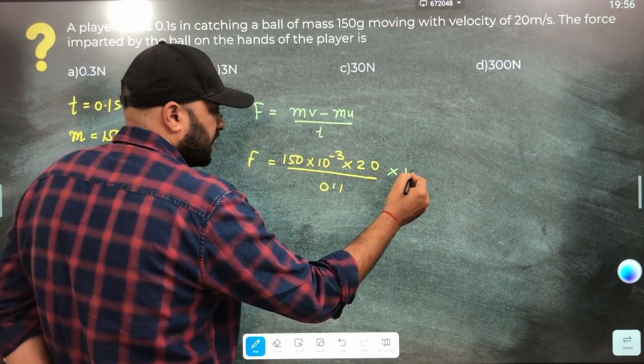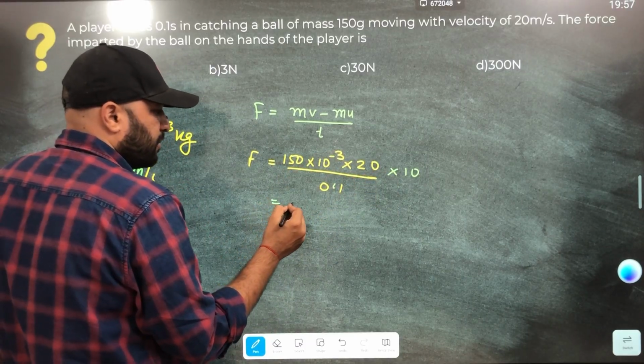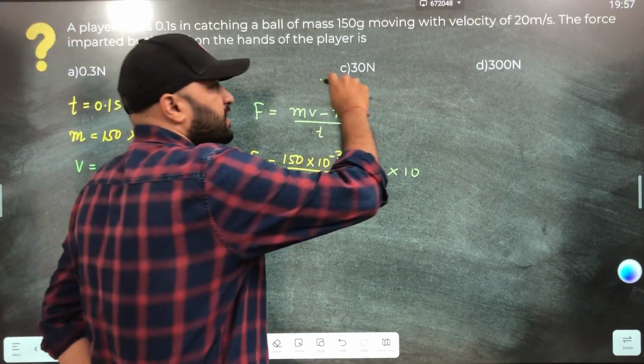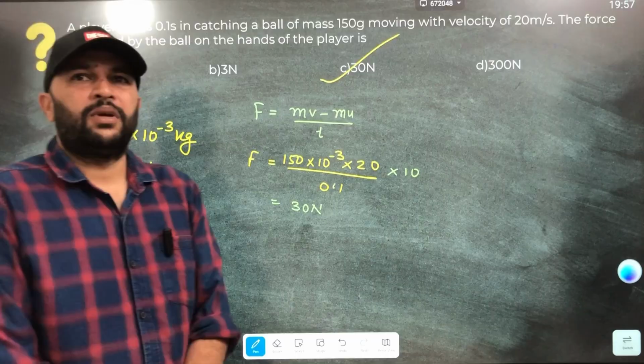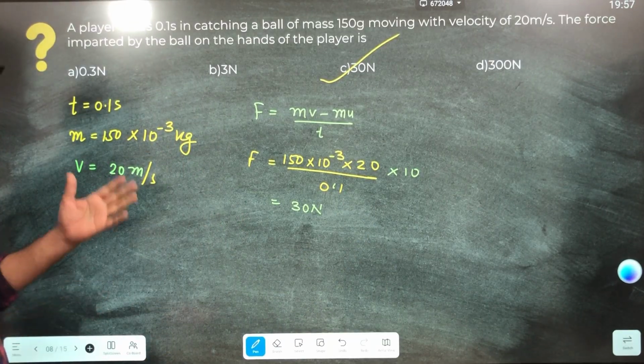Removing the decimal point, you will get 10 here, 150 into 20 into 10 to the power minus 3 divided by 1, and that will be 30 Newton. That's our correct answer, option C. Direct simple class 9th problem. Okay, but it was a PYQ. In case if you have any book on PYQ, you can confirm. Okay, let's see the next one.